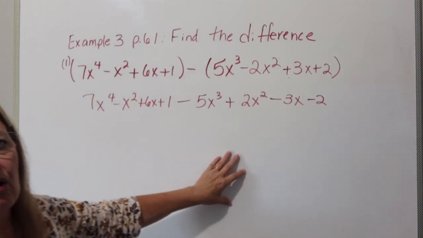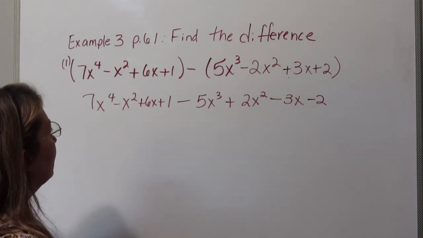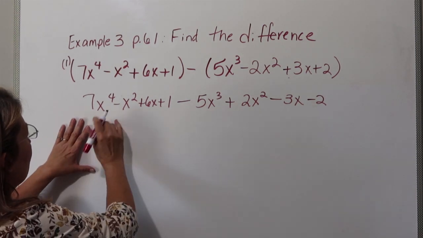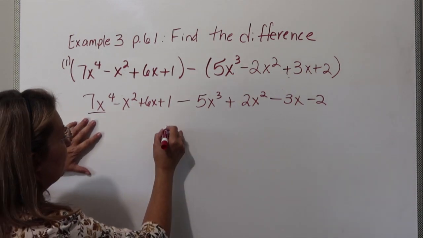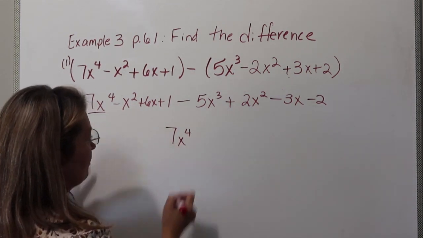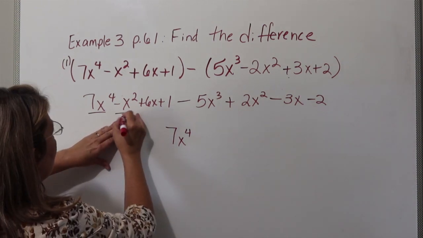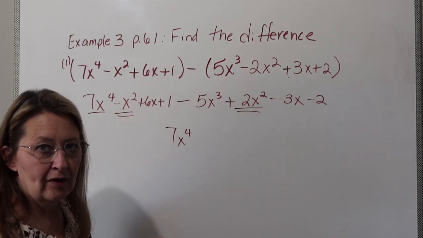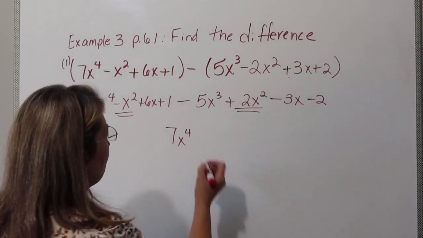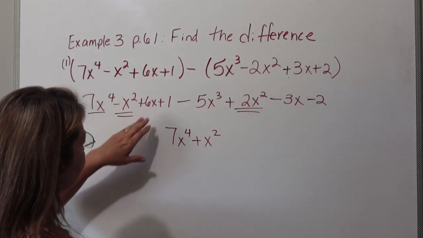Now I have one long string of numbers to combine, and I'm going to go through it just like I did the last time. Let's start down here on the left. Will anything match 7x to the 4th? No, it doesn't. So it's going to stay just like it is. Now, what matches the x squared? Well, I have a minus x squared and I have a plus 2x squared. When you combine those terms, you get a plus 1x squared or just x squared.